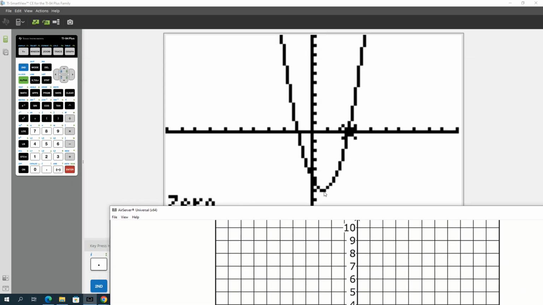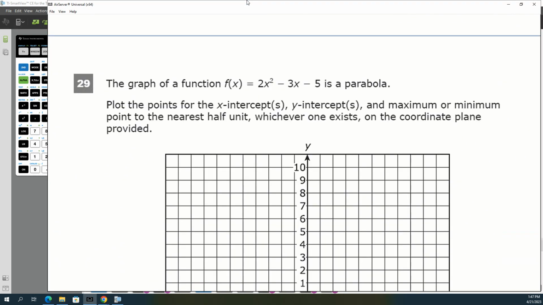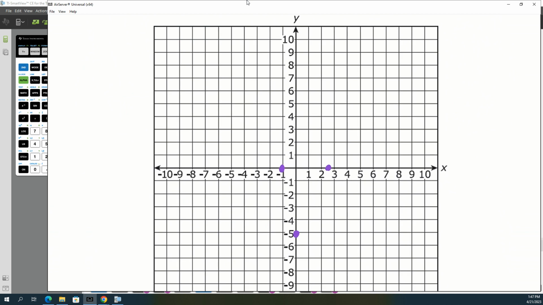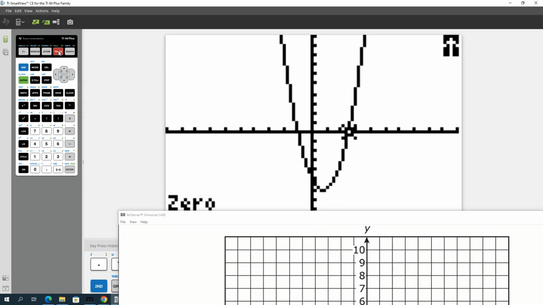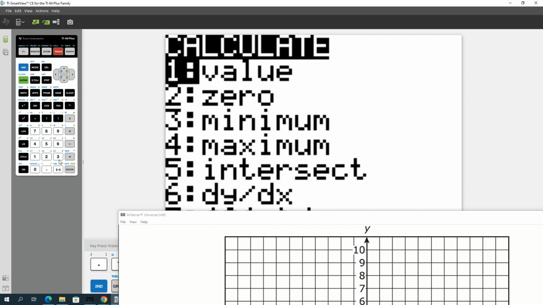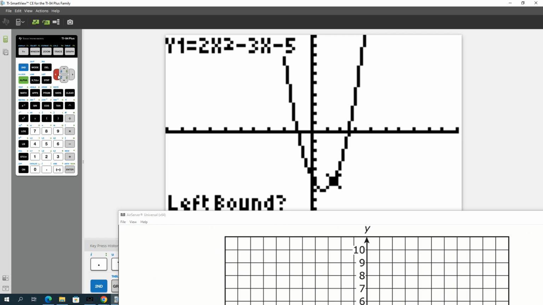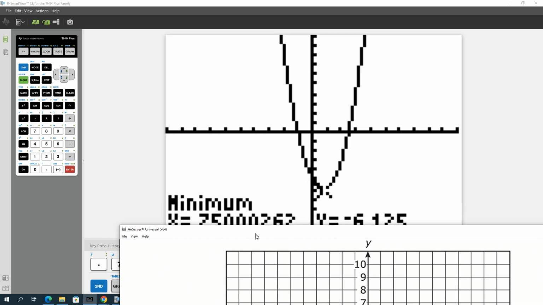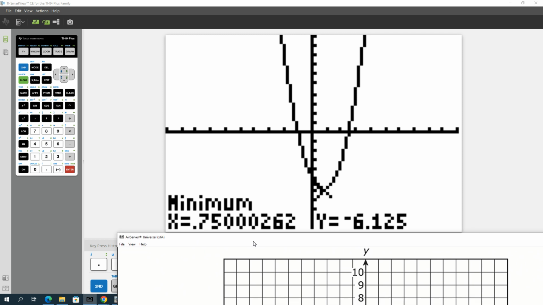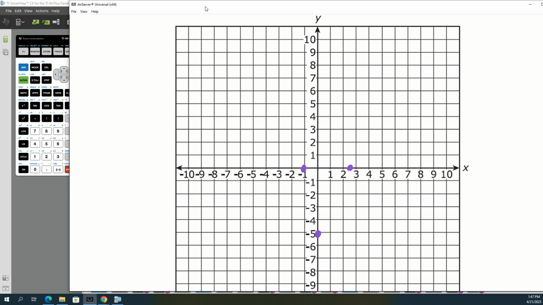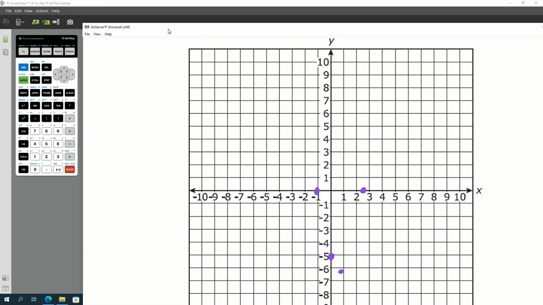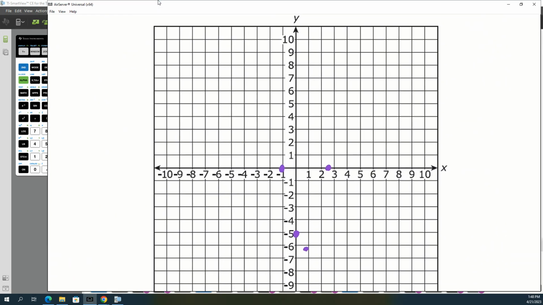All right, and then the other things that they asked you to graph were a maximum or minimum point. Now this one doesn't have a maximum. This one has a minimum. So we're going to calculate the minimum by doing second trace 3. And move that little flashing cursor to the left of the minimum. Hit enter. And move to the right of the minimum. And hit enter. And then enter one more time. So it's at 0.75 and then -1.25. So we're just going to guess. Hold on. 0.75, -6.125. Yeah, that was a good place. I don't know why I moved it.